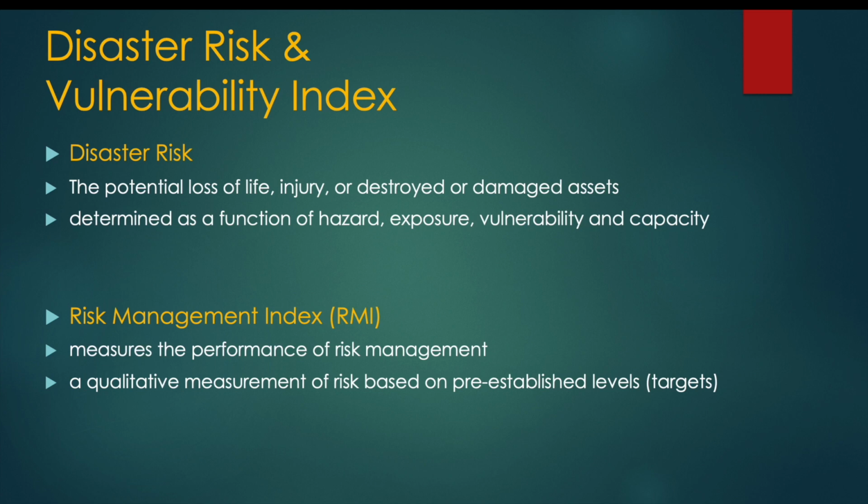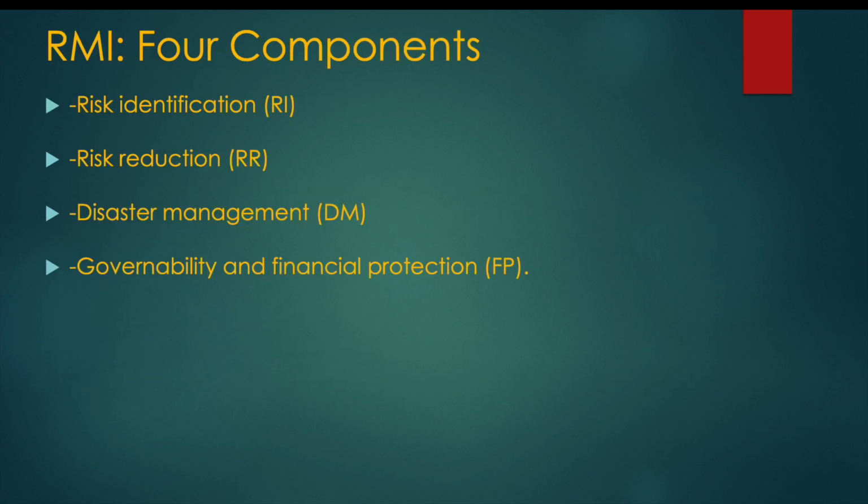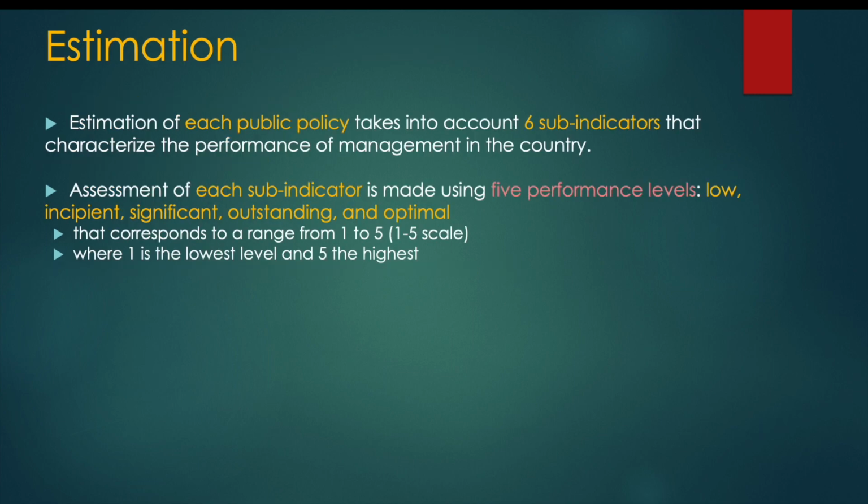For RMI formulation, 4 components or public policies are considered. These are the 4 components. First one is risk identification, or RI. Second one is risk reduction, or RR. Then disaster management, or DM. Governability and financial protection, that is FP.